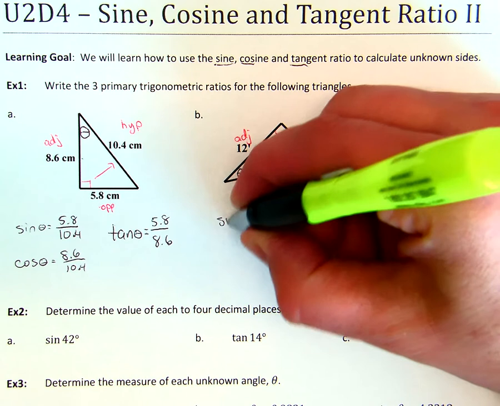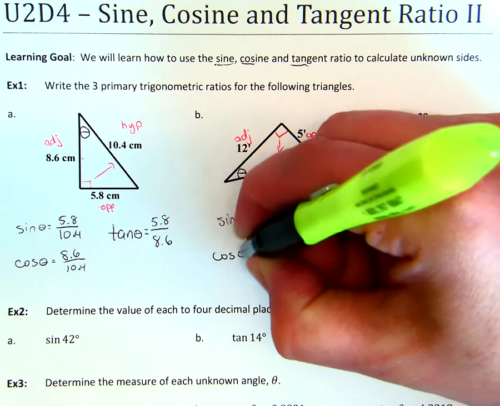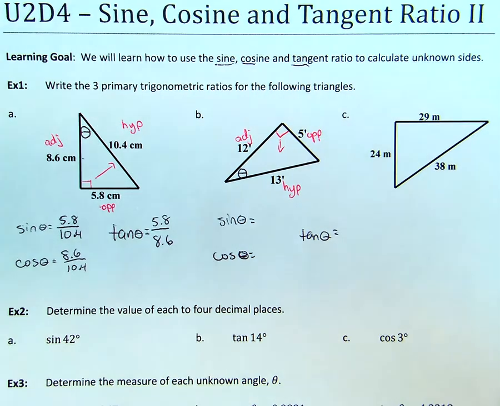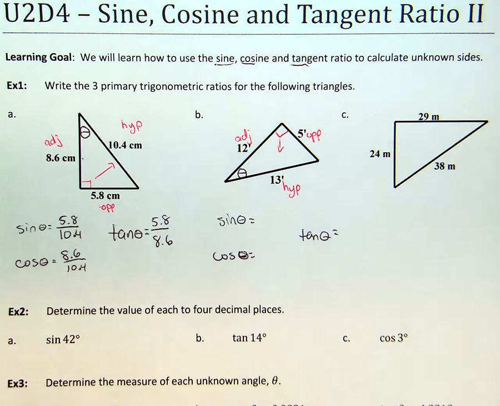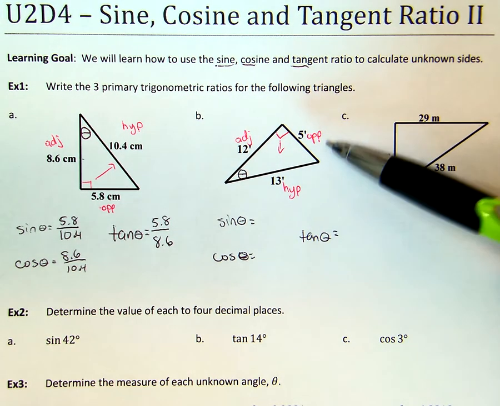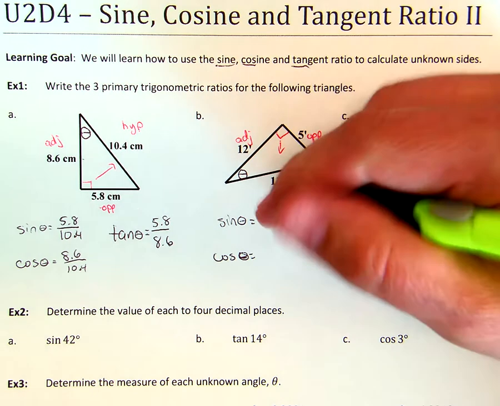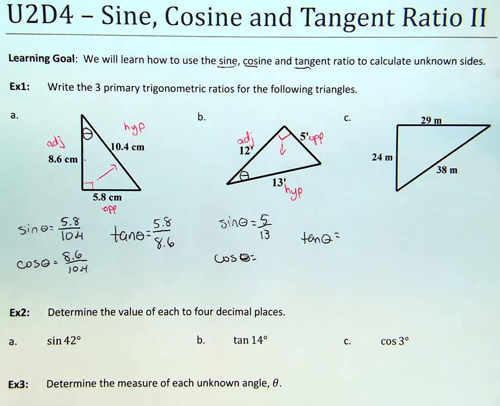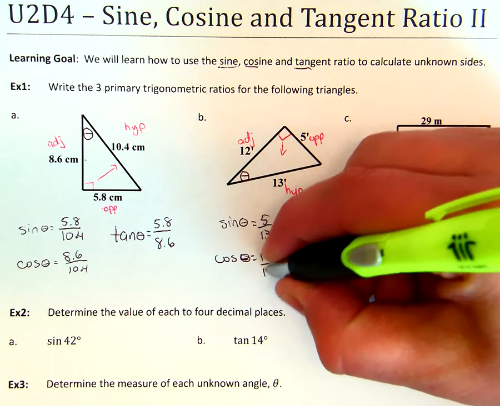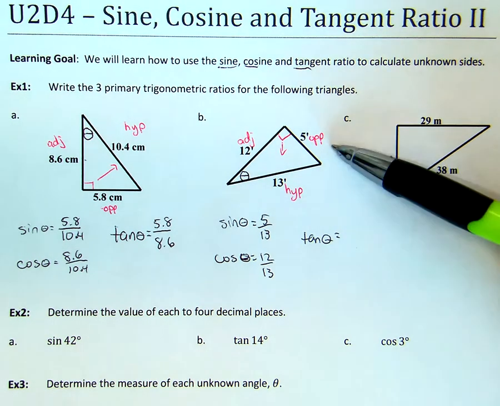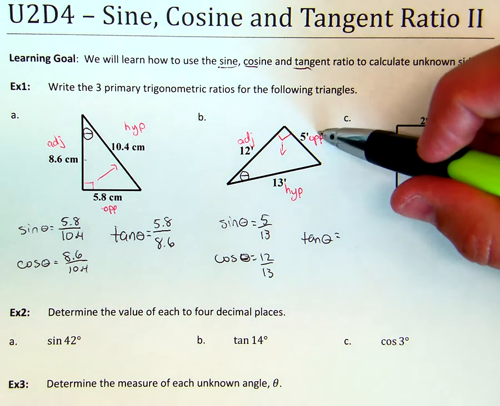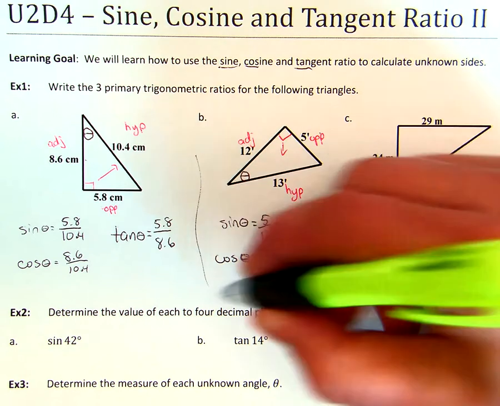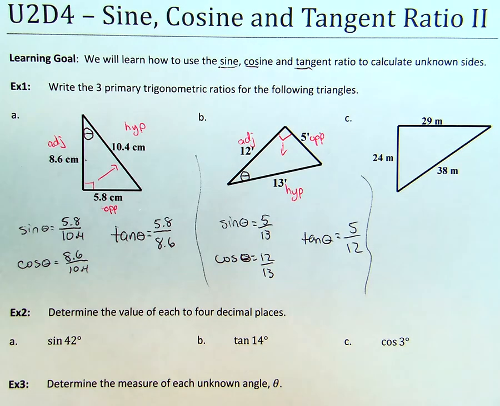So we do the same thing. We need sine theta, cos theta, and tan theta. Just by looking at the chart on the back, sine theta is opposite over hypotenuse, so it would be 5 over 13. Cos is adjacent over hypotenuse, so it would be 12 over 13. And tan would be opposite over adjacent. So 5 is the opposite, 12 is the adjacent, so it would be 5 over 12. And that's part B done.